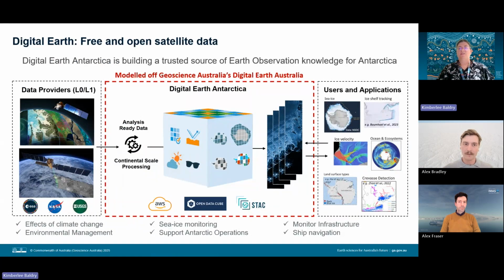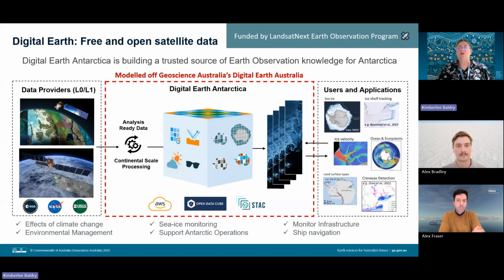The Digital Earth program delivers free and open satellite data for everyone. The new Digital Earth Antarctica program is modelled off Digital Earth Australia, which historically has delivered Sentinel-2 and Landsat data acquired by the European Space Agency and the US Geological Survey. Now we will be delivering the European Space Agency's Sentinel-1 radar data. These data are being reprocessed for Antarctic conditions using Digital Earth technology to improve data quality and usability. These data will support Digital Earth Antarctica end users to deliver applied science products.